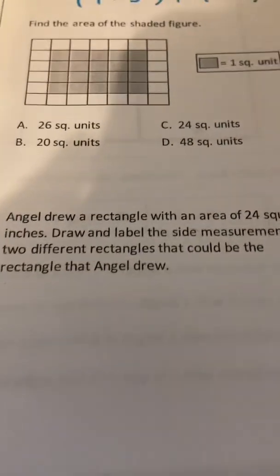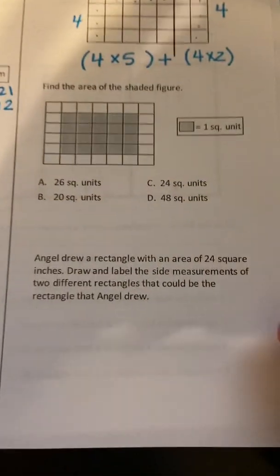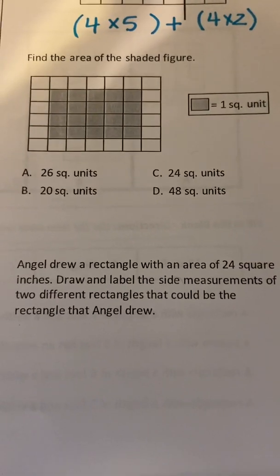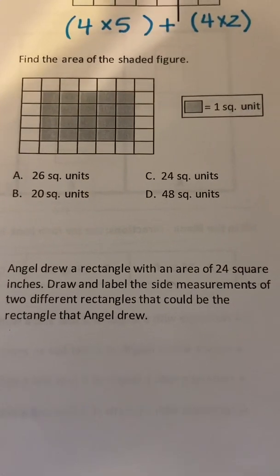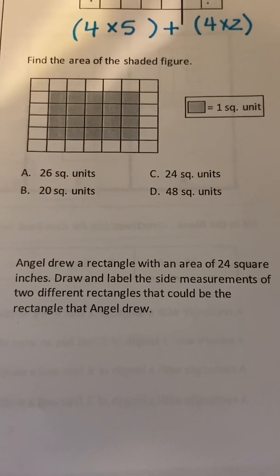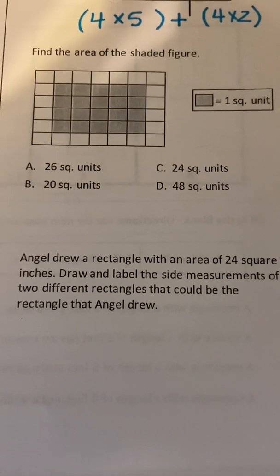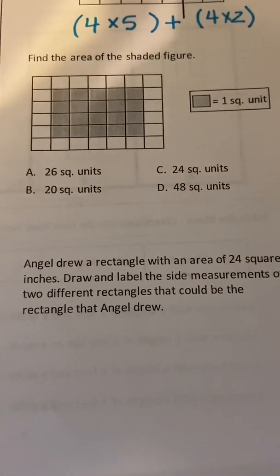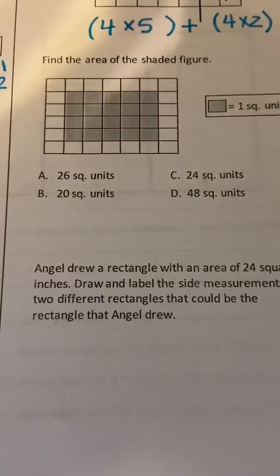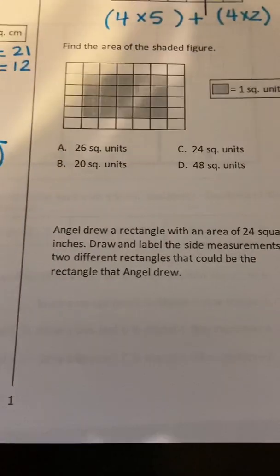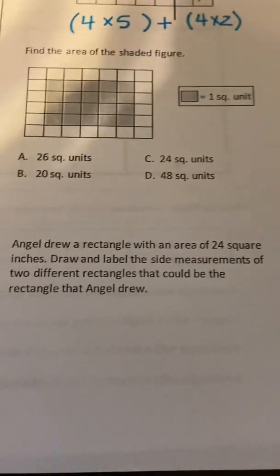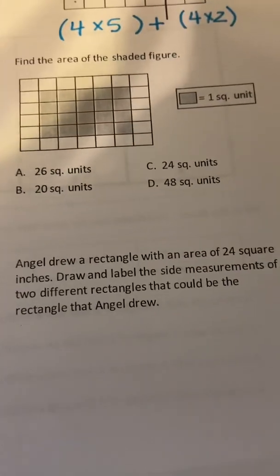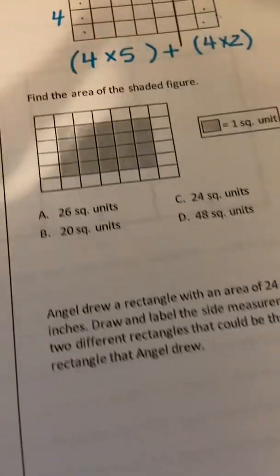All right, let's look at another problem. It says, Angel drew a rectangle with an area of 24 square inches. Draw and label the side measurements of two different rectangles that could be the rectangle that Angel drew. So we know the area has to be 24. So first thing we need to think of is what are two factors that we could multiply together to get 24? Well, we know 8 times 3 could be 24.